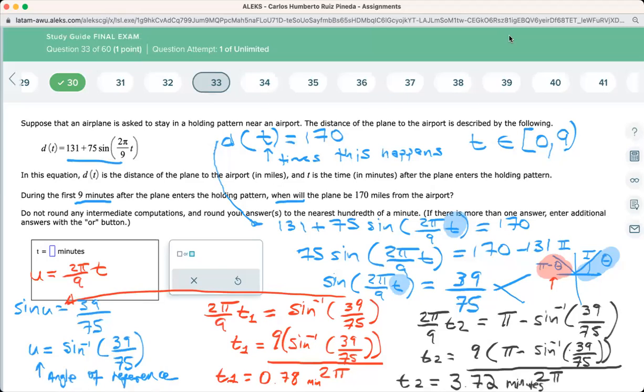So we are done. Time 1 and time 2 are inside this interval, so we can say that we are correct.